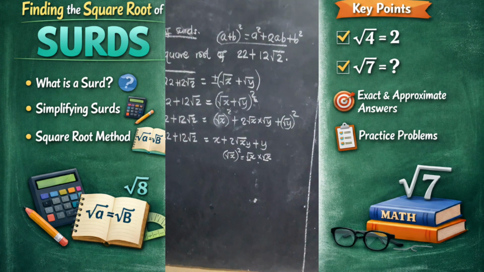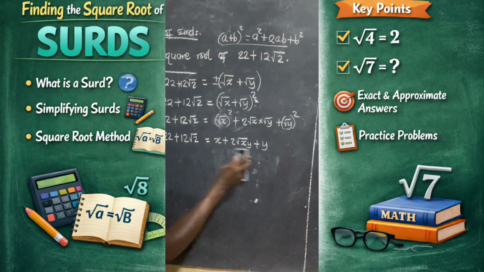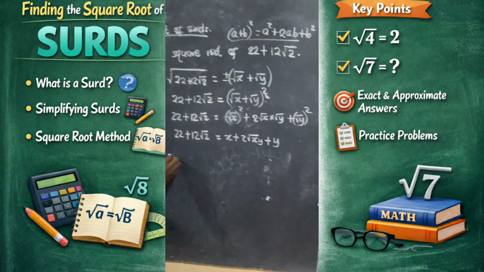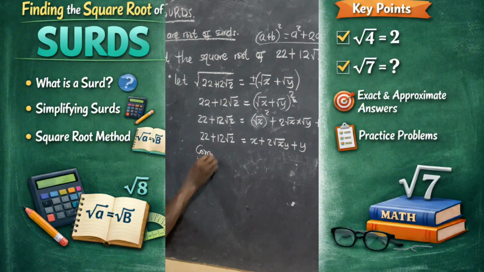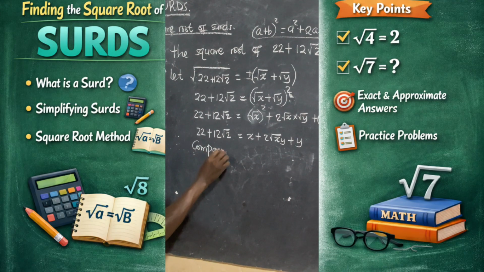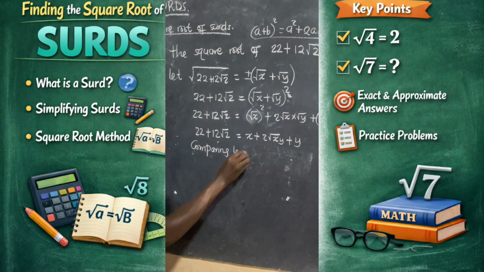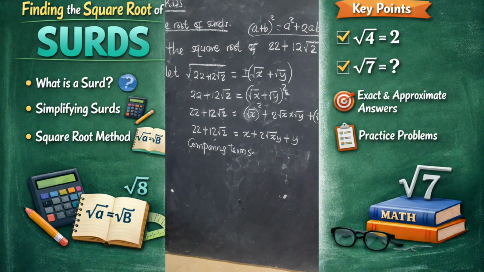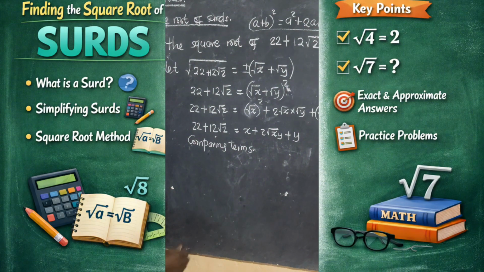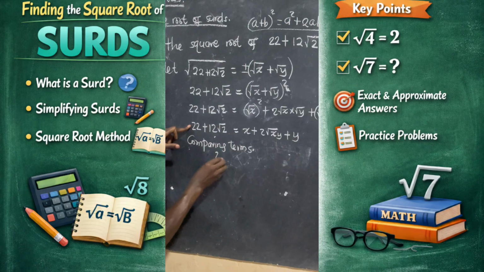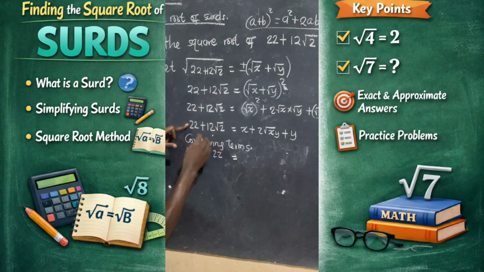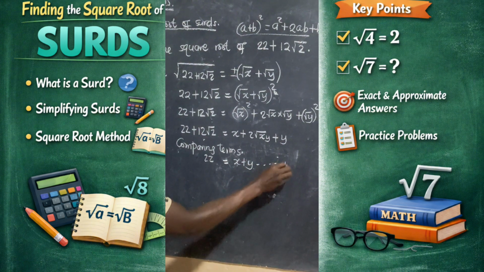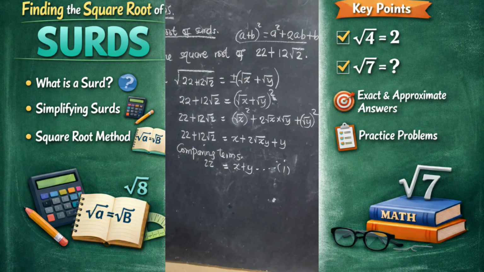So I can proceed from this point, and I have to compare terms. Comparing terms, the ones that are not having a surd, I compare them alone. The ones with a surd, I also compare them alone. Now, I'll have 22. I compare the other side, it is equal to x plus y. And you can call that equation 1.